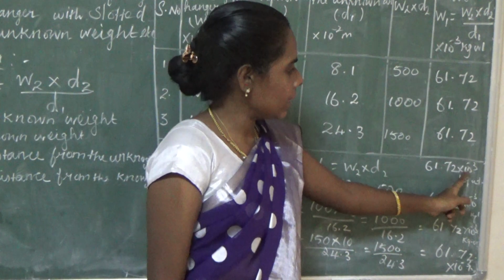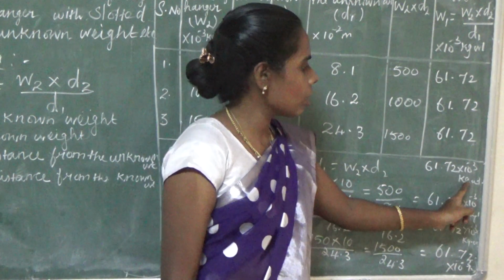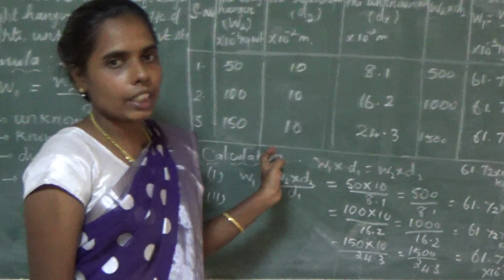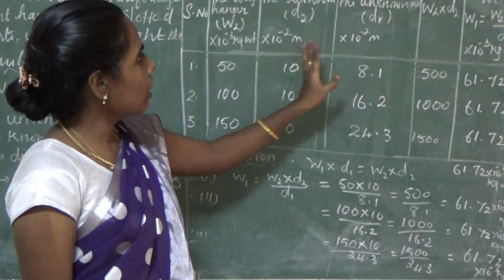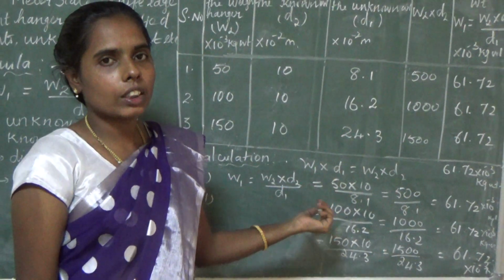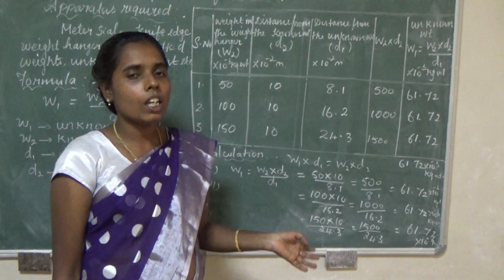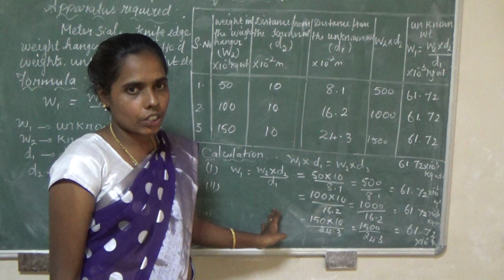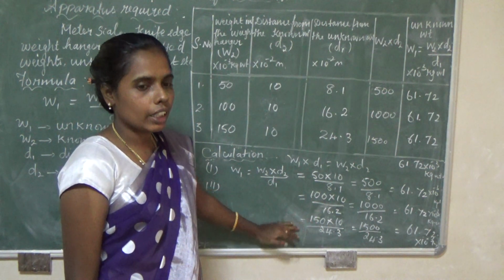So this is the SI unit, so you have to write it like this: 10 to the power minus 3 kilogram weight. Okay students, I hope you all understand this practical. You have to write this calculation and these observations, everything. After the school reopens, we have to do this practical. Everybody can do this practical in the lab. So you have to write all these in your observation note. After writing all the calculations, write the result.